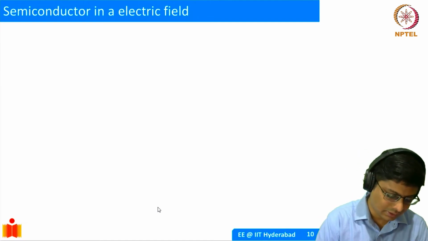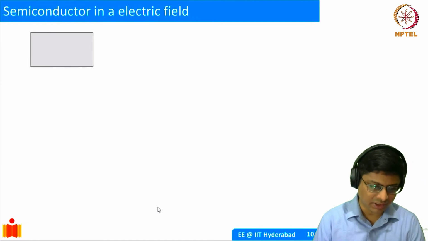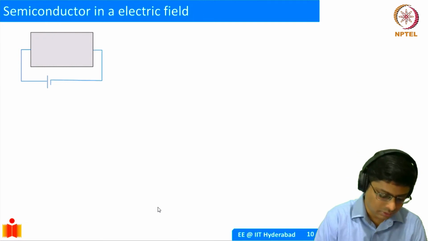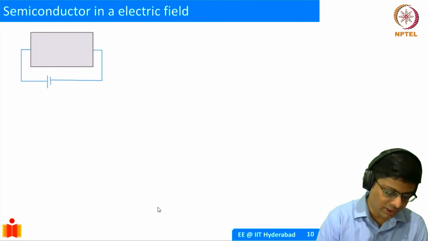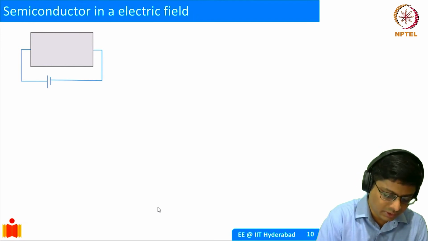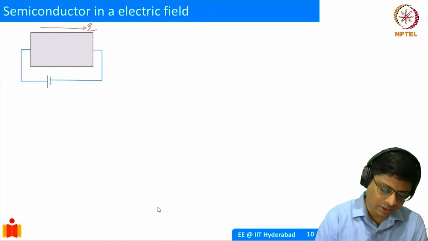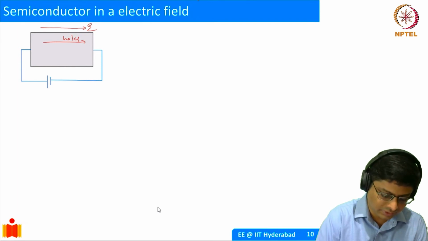So let's say I take a piece of semiconductor. I apply a certain voltage to it. And then if I do this, what happens? We said already that there's going to be the drift, right? We've talked about this already. So the field in the semiconductor is going to be in this direction. And so if the field is in this direction, the holes are going to move in the positive x direction, and the electrons are going to move in the negative x direction.